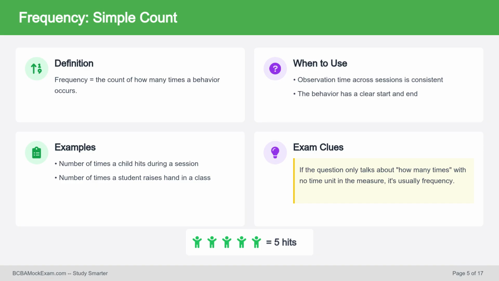Frequency is the number of times a behavior occurs. It answers how many times did it happen. Frequency is used when the behavior has a clear beginning and end, and when the session length is consistent. Examples include how many times a student hits, raises their hand, or vocalizes. On the exam, if a question gives a simple count with no per minute or per hour wording in the expression of the data, that is frequency.